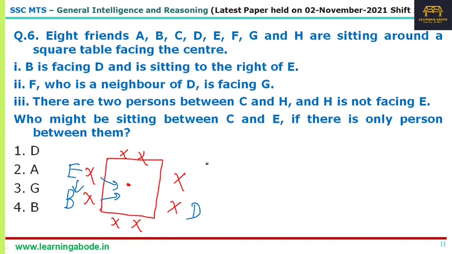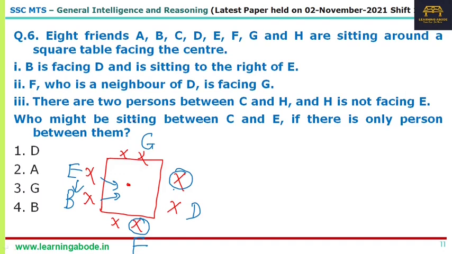Now the second statement says F is the neighbor of D. When you say F is the neighbor of D, you can place F either to D's right or to D's left. But you cannot place F to D's right, because F is facing G. If you put F to D's right, then F will be facing E. That is not correct. So F is sitting to the left of D, and opposite is G. Now we have considered 2 statements.